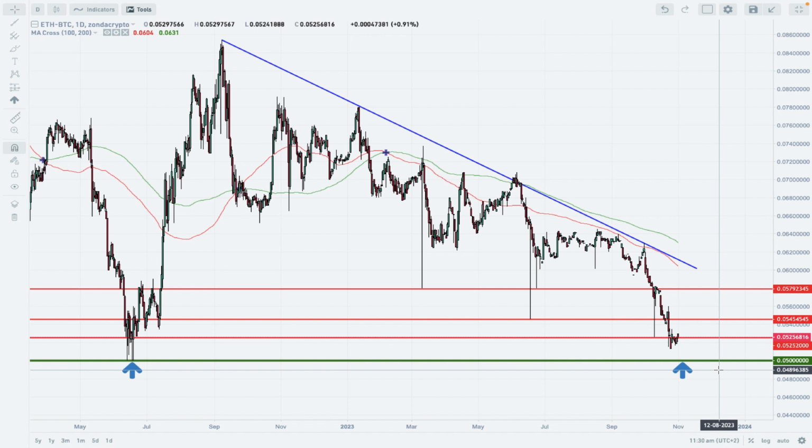As the market is approaching this level, we will see what the market reaction is and what the situation is during this kind of scenario. Will the downtrend continue, or maybe some kind of bounce, pullback, or even correction will be on the table after 0.05 is hit. That's everything from my point of view on the Ether to Bitcoin at Zondacrypto exchange.